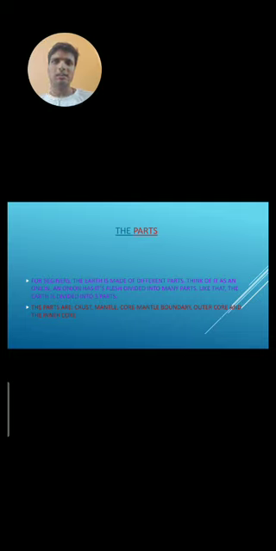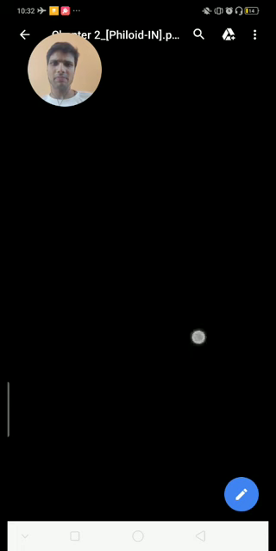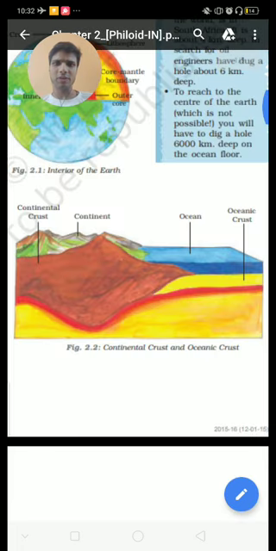This crust is again made up of two layers: oceanic crust and continental crust. Let us see what those are now. The oceanic crust and continental crust have been given in the PDF which was shared with you.